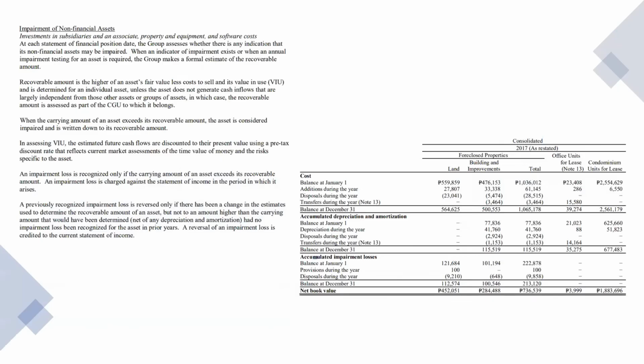So, ito yung example natin ng accounting policy para sa impairment ng assets. And dito naman, makikita natin na dinisclose din dito yung impairment losses.